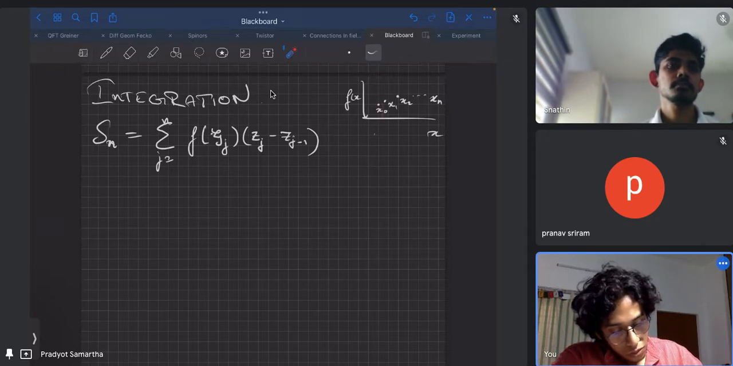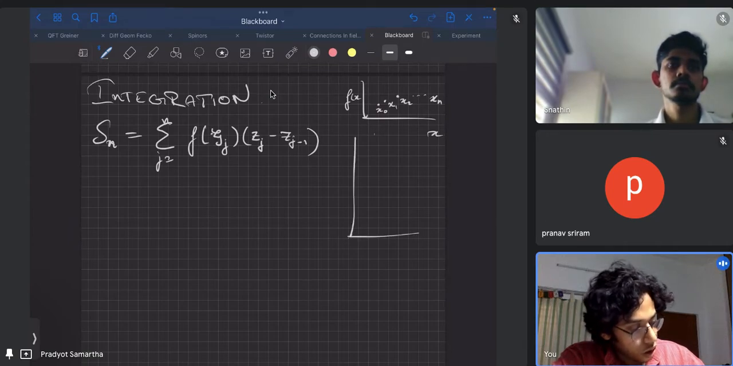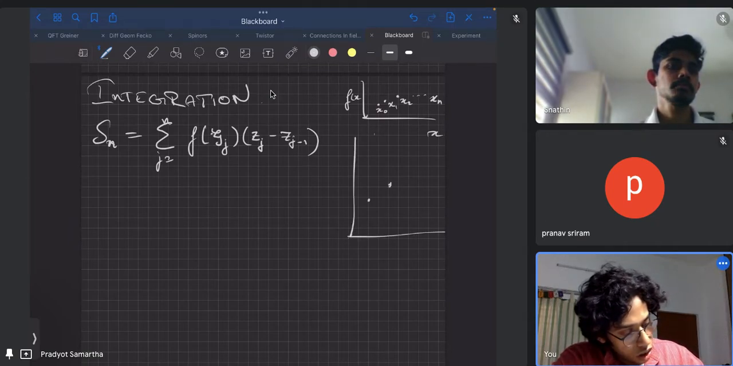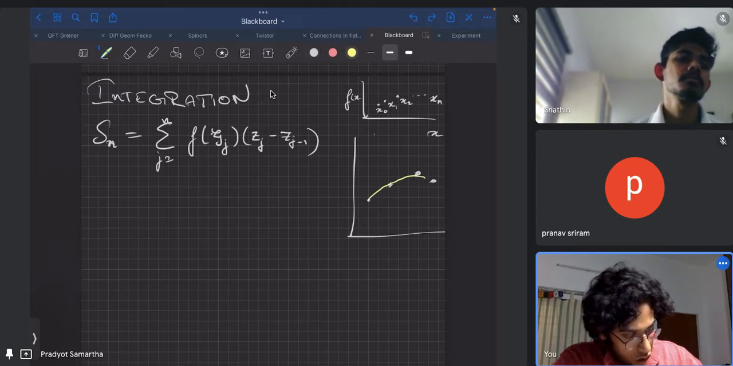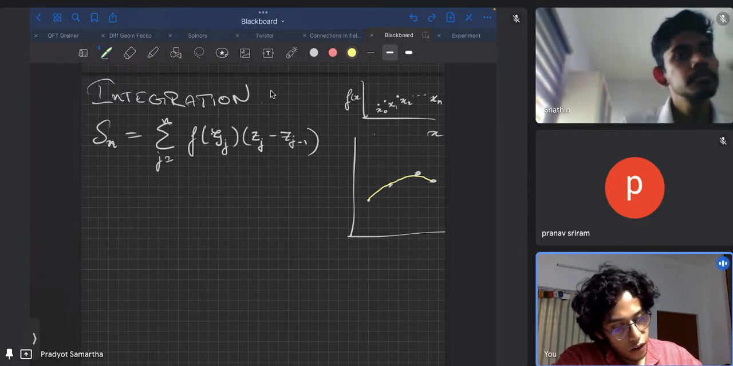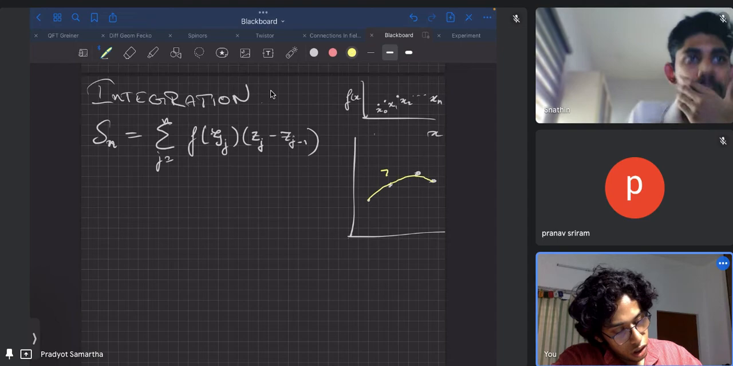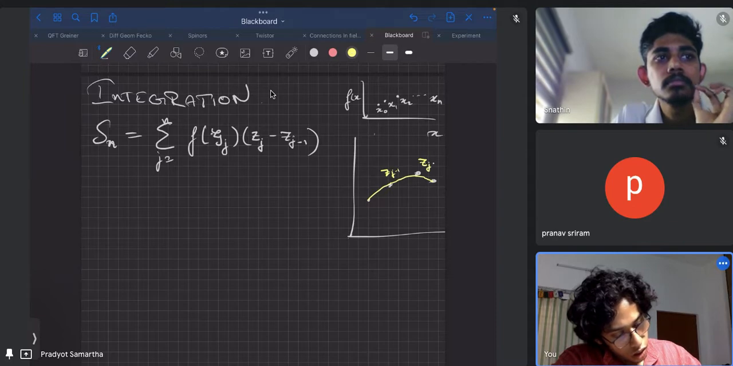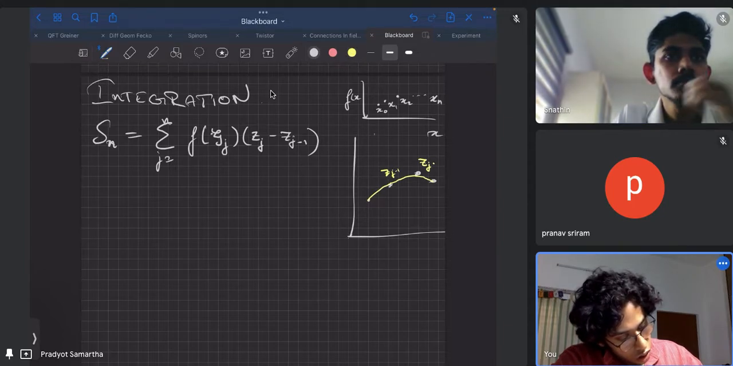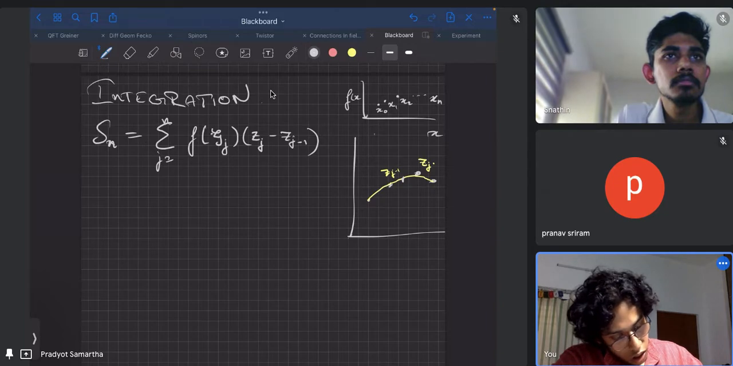So how do you write that? Let's just sketch it out. So when you have a function, then you have z of j minus 1 and then z of j, right? So this point will be chi of z j.